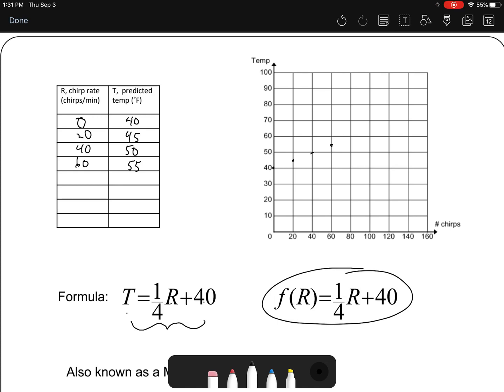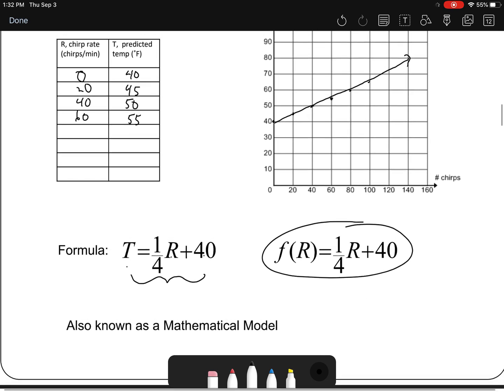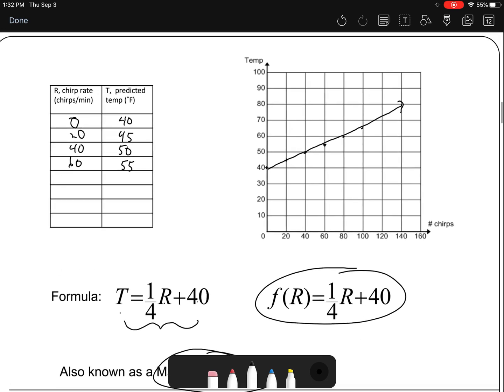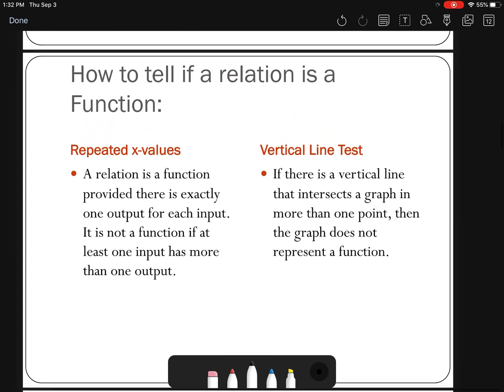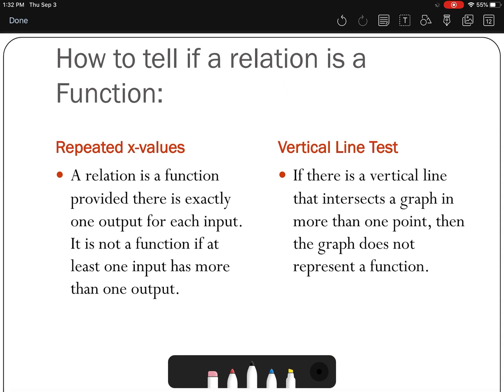Well, we could also graph that function very easily, and we can see that this is a linear function right there. So that is another way to model this function, and that's why we call them mathematical models of functions. Okay? Now, I said that word relation before. A relation is just simply you take a set over here and a set over here and you relate them to one another, okay? Usually with a function.